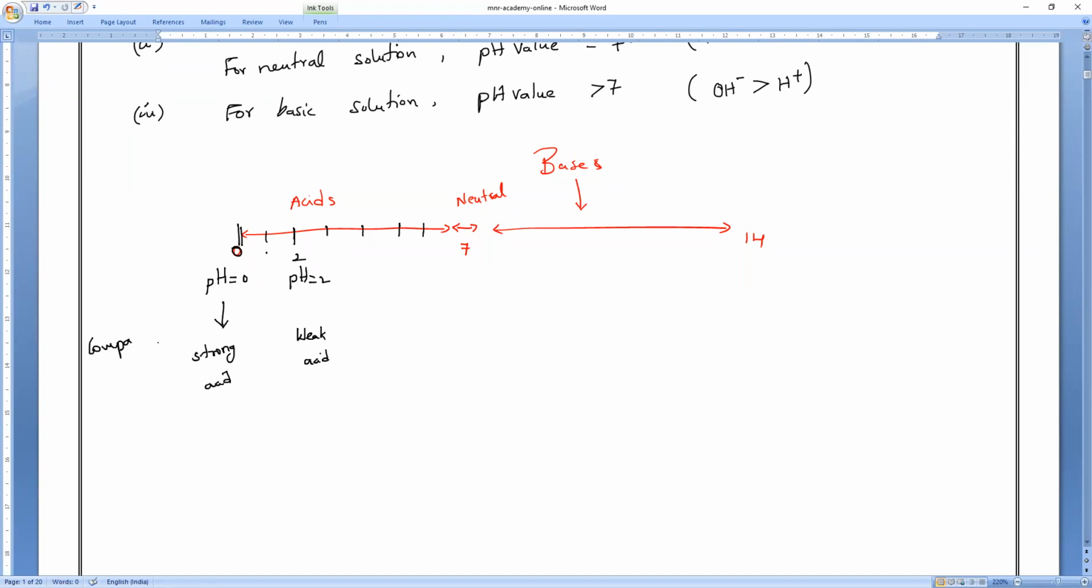But of course, pH 2 is also a strong acid. But compared to pH 0, pH 2 is a weak acid.